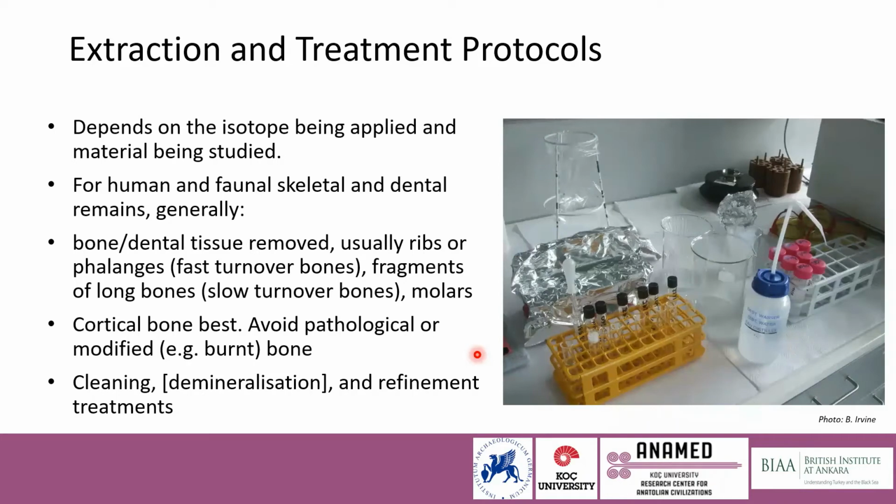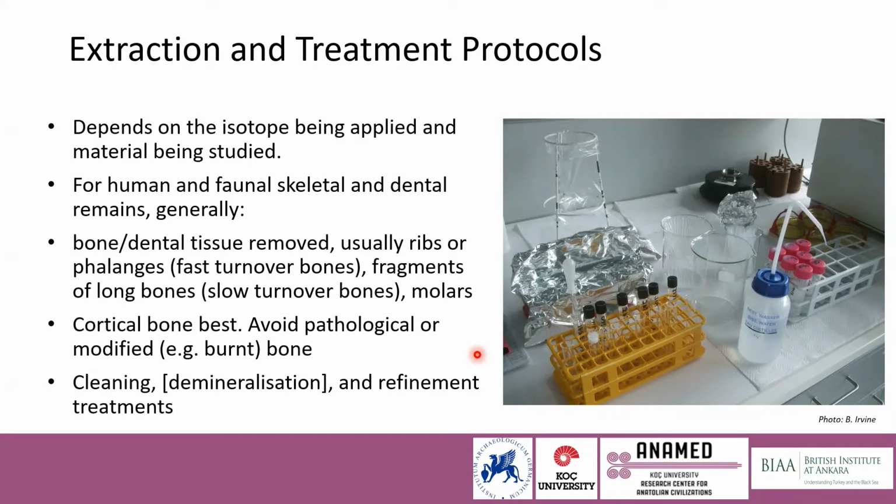So therefore you would choose an appropriate isotopic ratio. You wouldn't necessarily apply strontium or oxygen as your first choice for examining paleodiet in humans or animals. Then you have to work out which materials you want. Do you want bone collagen, apatite, or dental enamel, depending on your research questions, and then also your sampling strategies. And then, depending on which isotope and which material you're examining, you then have to treat them.